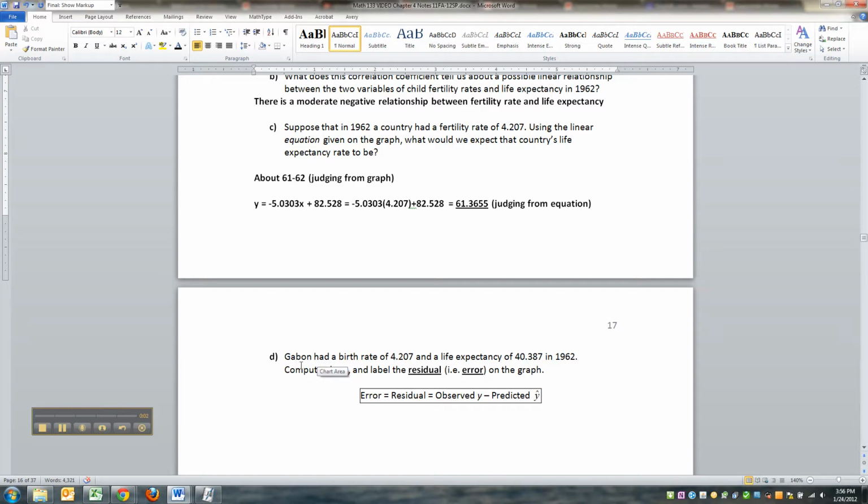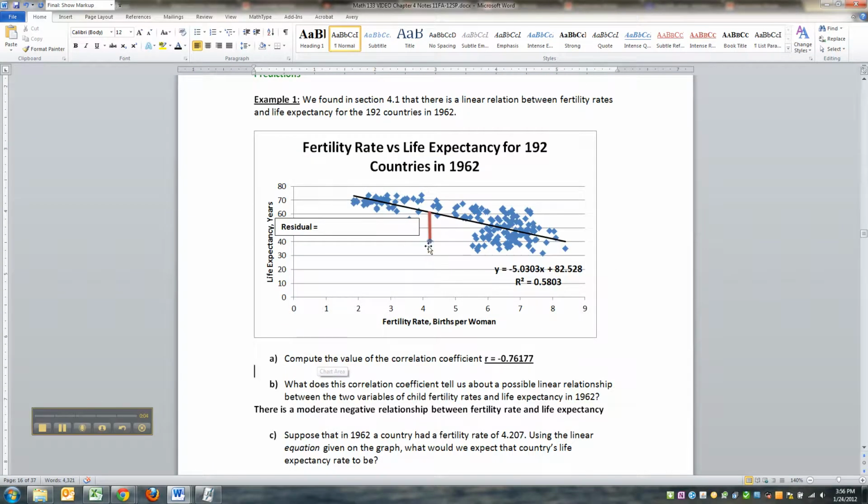Again, we're looking for the residual for Gabon. Keep in mind that every single one of these dots is off by a little bit. Even the ones that look like they're on the line are generally not right on the line, right? Because this is continuous data, nothing's ever perfect because there's so many decimal places. But Gabon I picked because it's so far away, so it's easy to see. So that little red line there is what you're trying to find.